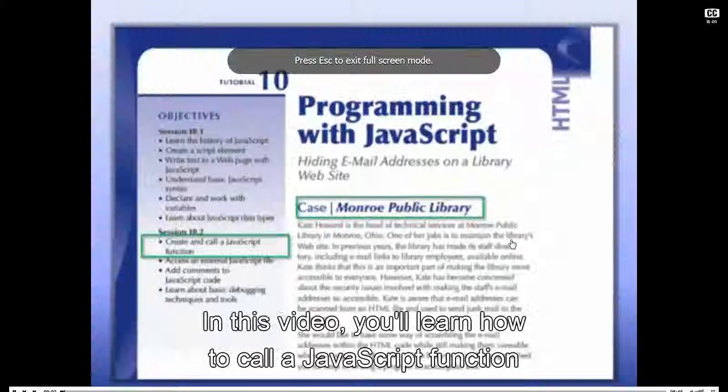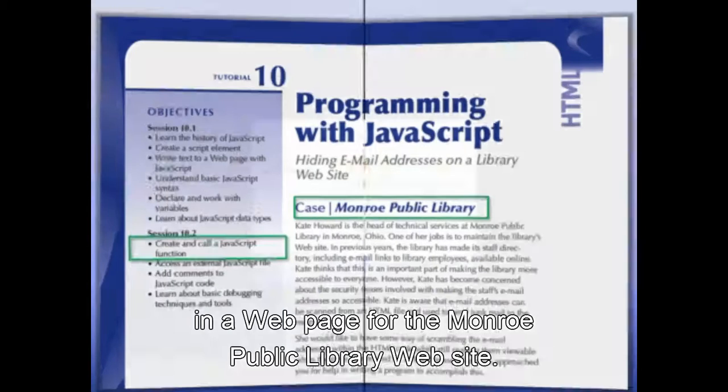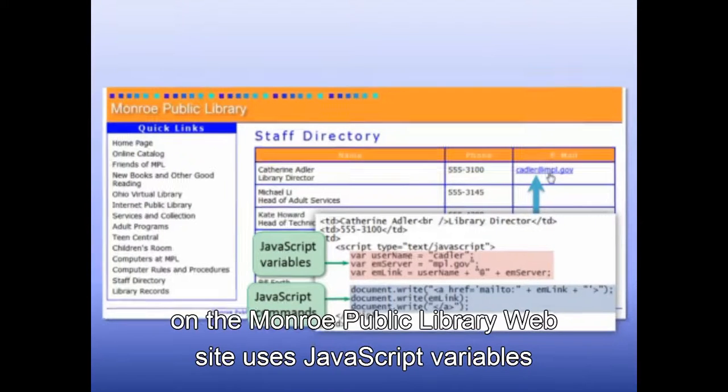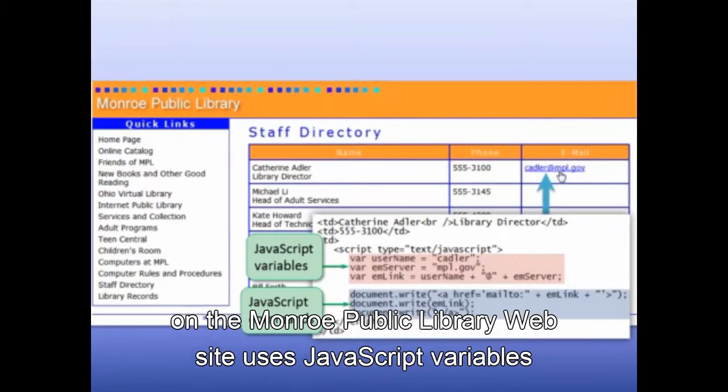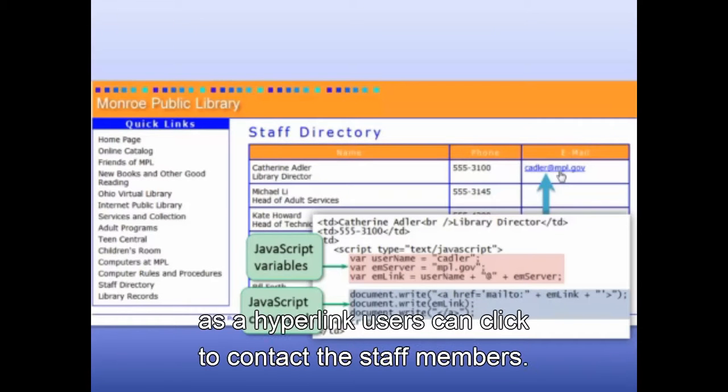In this video, you'll learn how to call a JavaScript function in a web page for the Monroe Public Library website. The staff directory on the Monroe Public Library website uses JavaScript variables and commands to display an email address as a hyperlink users can click to contact the staff members.